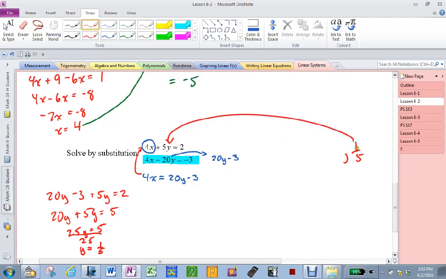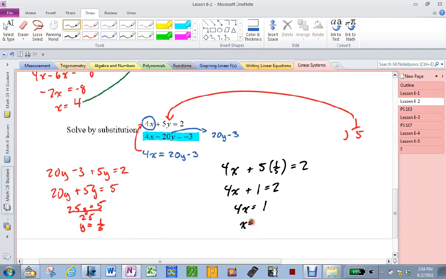What's 5 times 1/5? What do the 5s do? Cancel. So it saves the day, doesn't it? So I get 4x plus 5 times 1/5 equals 2. 4x plus 1 equals 2.